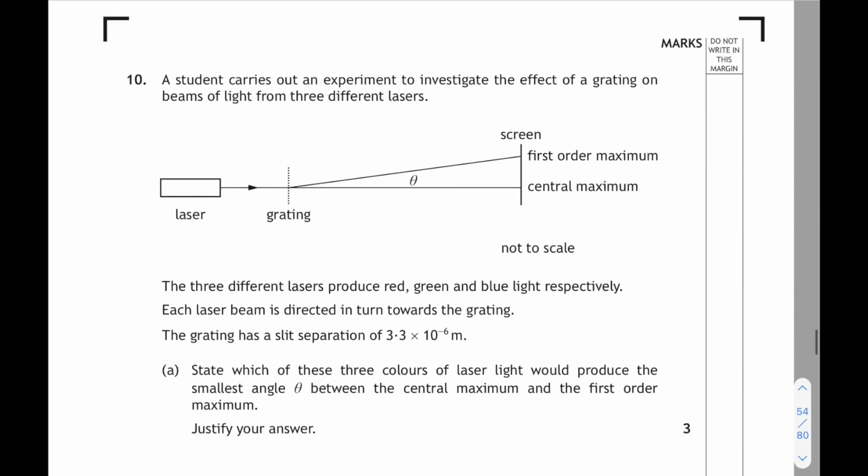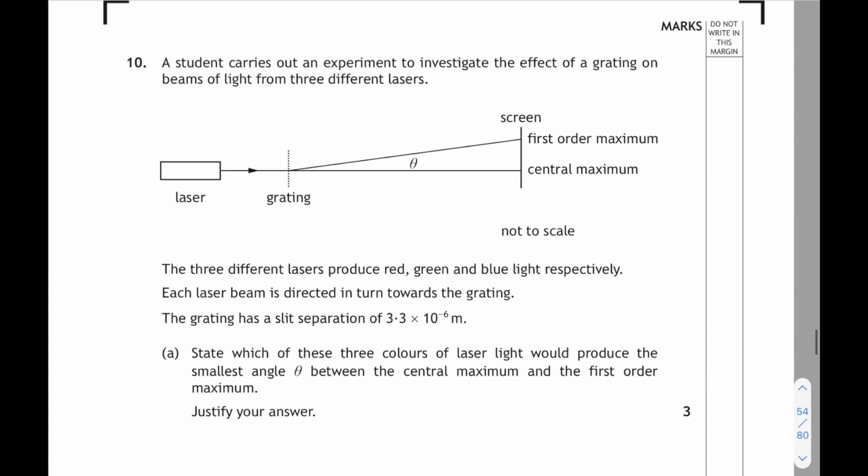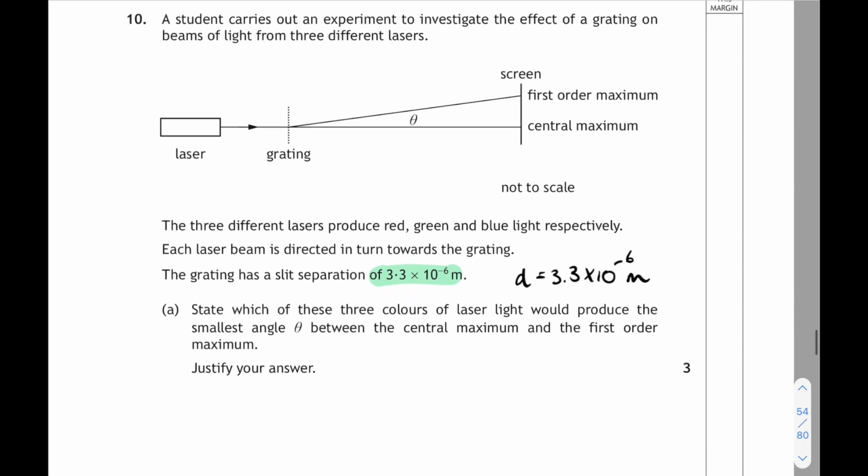Question 10. A student carries out an experiment to investigate the effect of a grating on beams of light from 3 different lasers. And there's your typical diagram of a laser shining through a grating and producing an interference pattern on a screen, although we're only seeing the central maximum and the first order maximum, the first dot out from the middle. Now the 3 different lasers produce red, green and blue light respectively. Each laser beam is directed in turn towards the grating, and the grating has a slit separation of 3.3 times 10 to minus 6 metres. Remember that's small d in your grating equation.